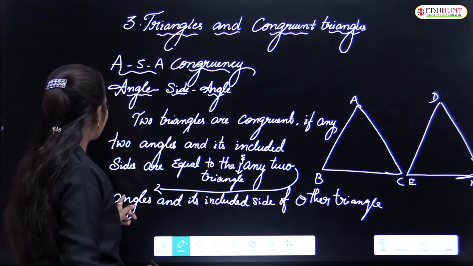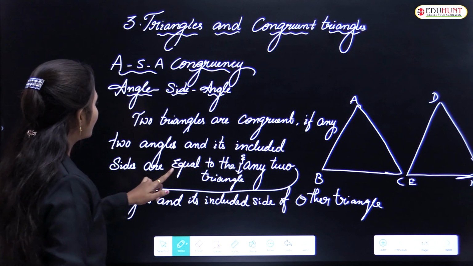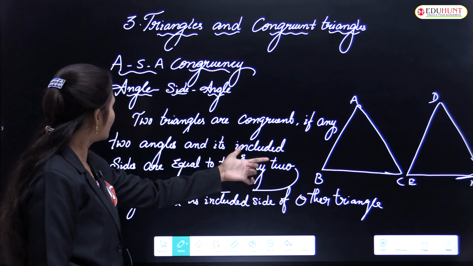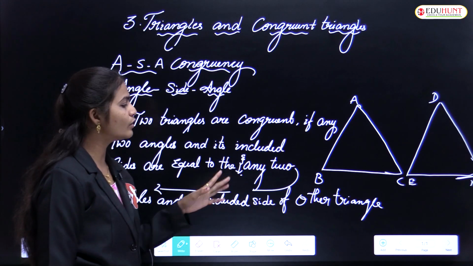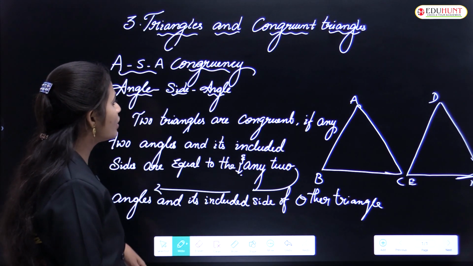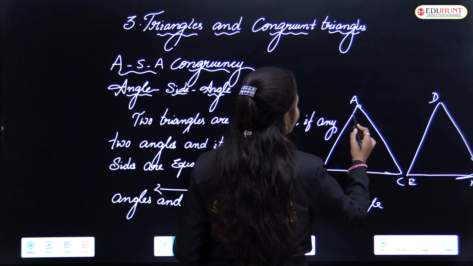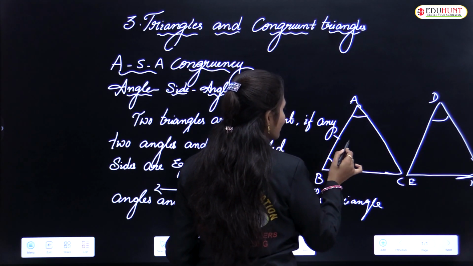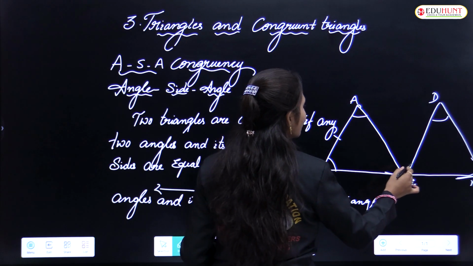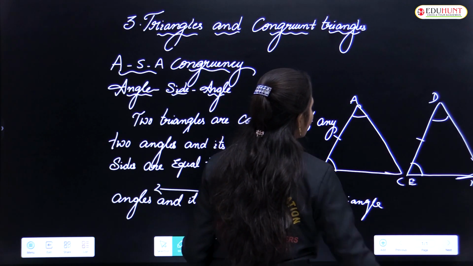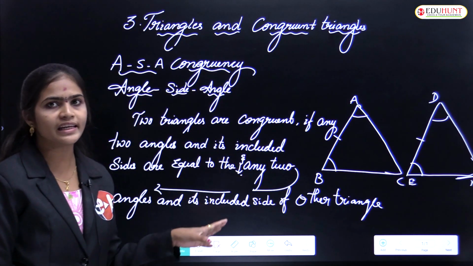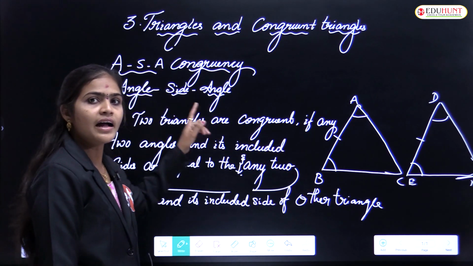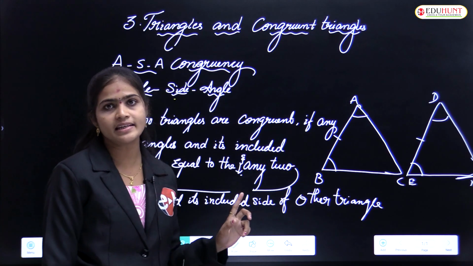Here, any two angles of a triangle and its included side, and also any two angles and the included side of another triangle, if those are equal, then we can say that those two triangles are congruent under ASA congruency.